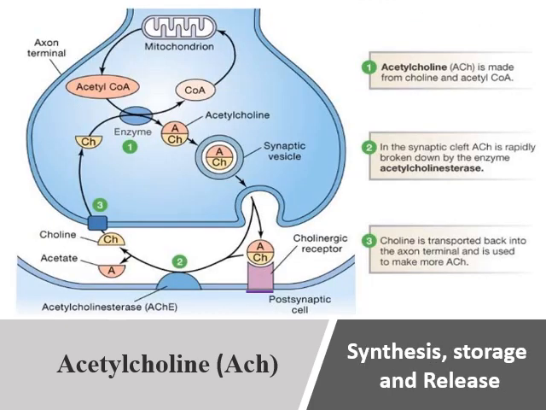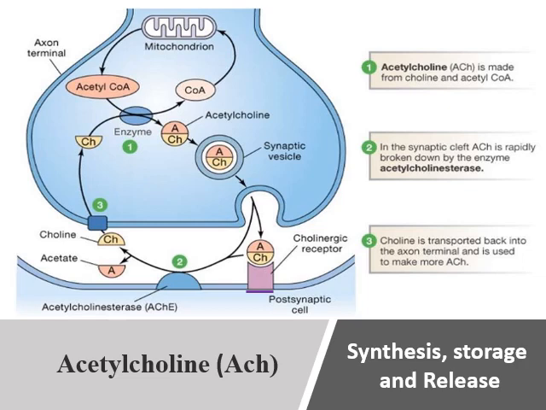Now, acetylcholine synthesis, storage, and release. Acetylcholine is synthesized in the terminal endings of the cholinergic nerve fibers. The termination of any nerve fiber has several enlargements called synaptic knobs. These knobs are rich in mitochondria to supply the ATP required for the synthesis of the neurotransmitter. Also, they contain the transmitter vesicles which contain the neurotransmitter.